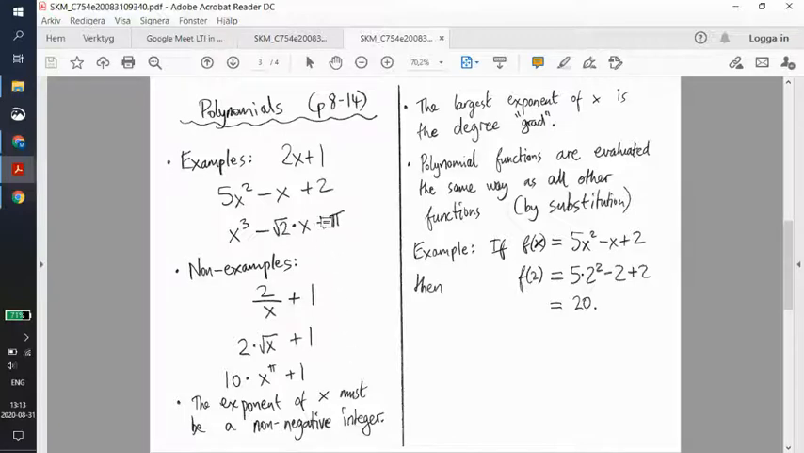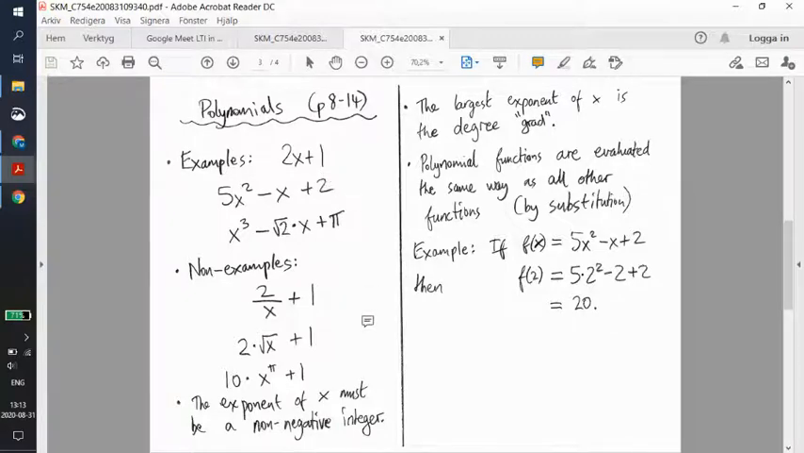Now constants, we can think of them as being multiplied by x to the 0, because any object except for 0 raised to the 0 power has a value of 1. So then it would be 2 times 1, which would be 2.